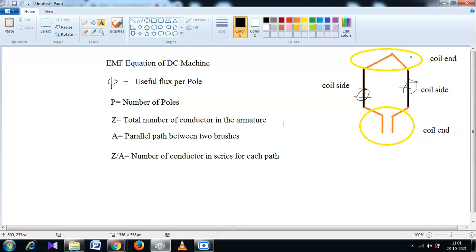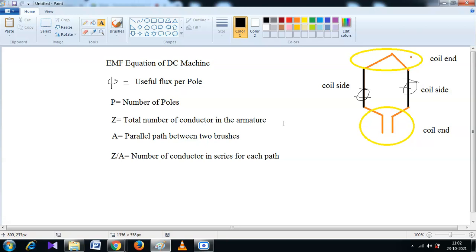Suppose the number of conductors is 100 and the number of parallel paths is 10, then how many conductors are in series in a path? 10. How did you do that? Divide, sir. By dividing. That means Z by A is the number of conductors in series for each path.